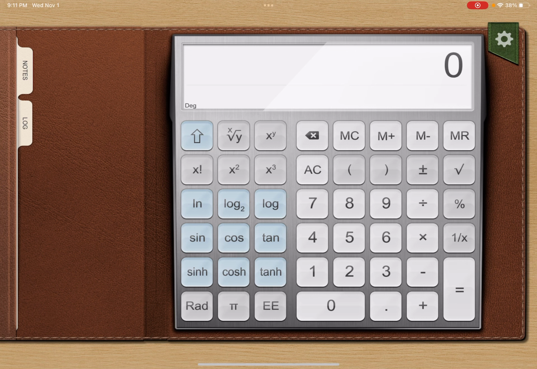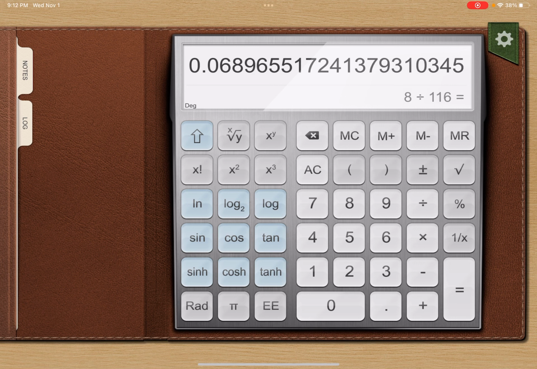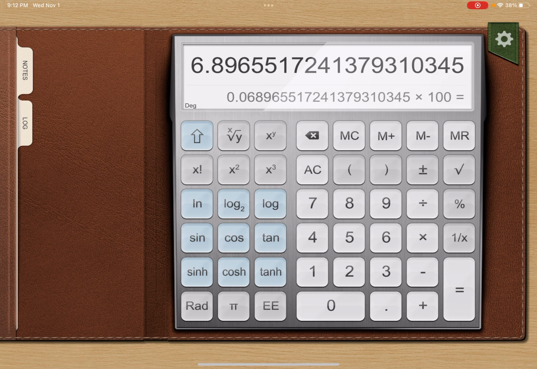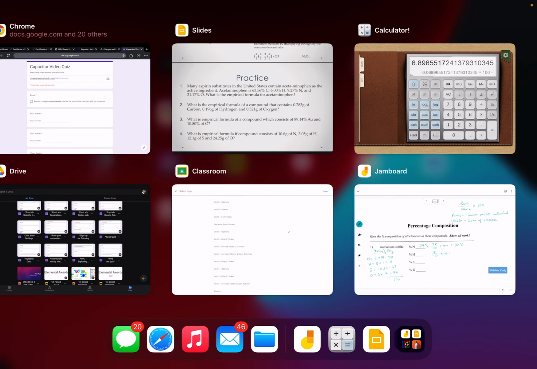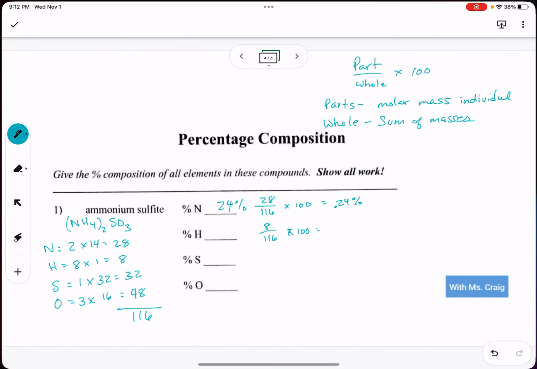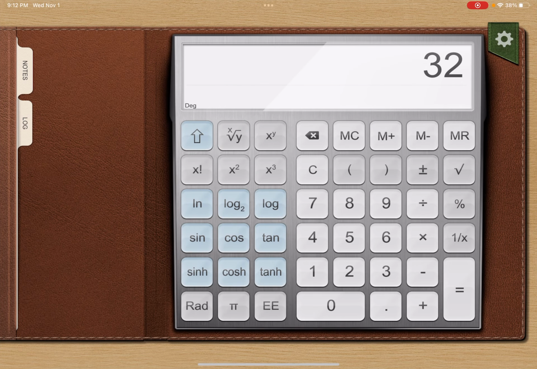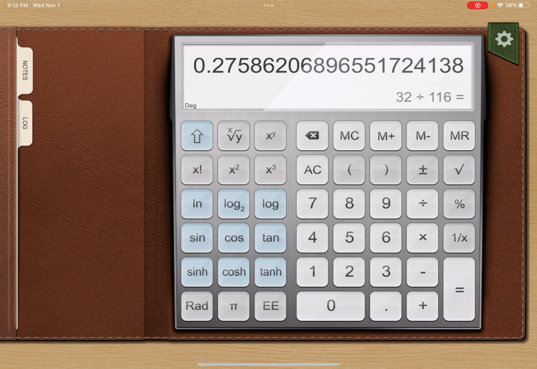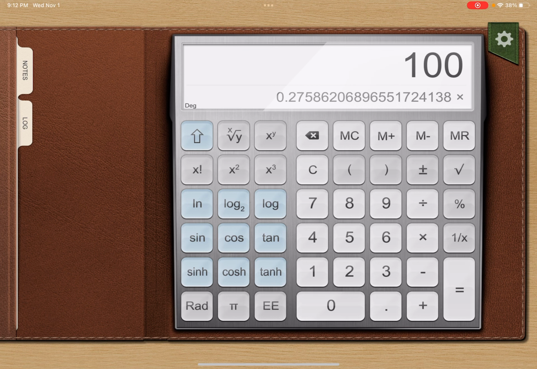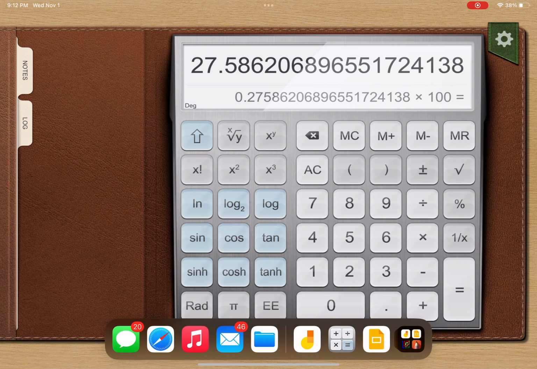Whoa, I did something wrong. 8 divided by 116 times 100 is 6.9%. Let's round that to 7%. And sulfur is going to be 32 out of 116, times 100. That's 27.6. We'll see if we can round that up in a little bit.